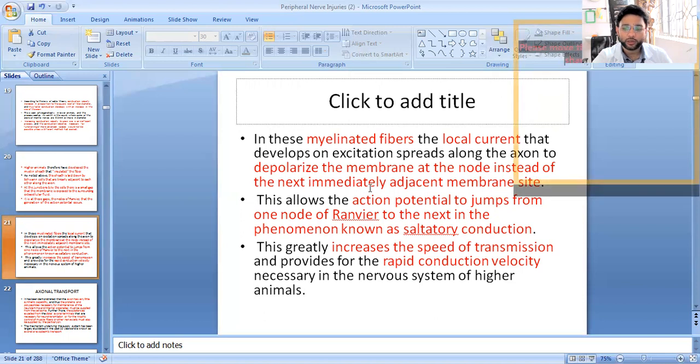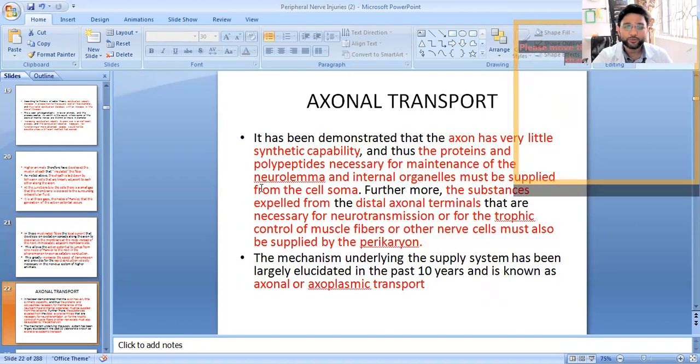This allows the action potential to jump from one node of Ranvier to the next in the phenomenon known as saltatory conduction. This greatly increases the speed of transmission and provides for the rapid conduction velocity necessary in the nervous system of higher animals. It has been demonstrated that the axon has very little synthetic capability, and thus the proteins and polypeptides necessary for maintenance of the neurolemma and internal organelles must be supplied from the cell soma.